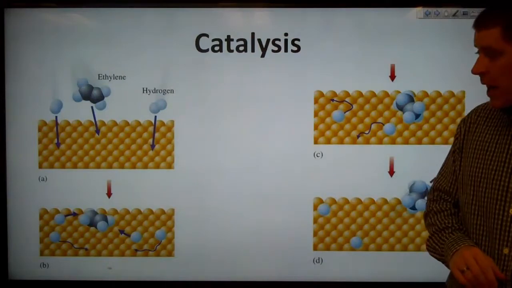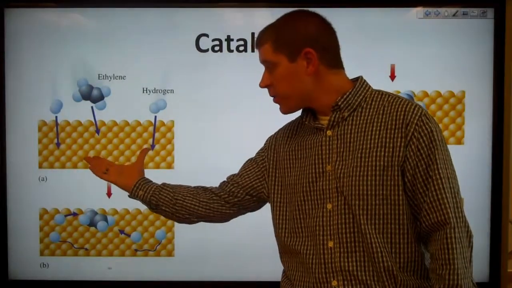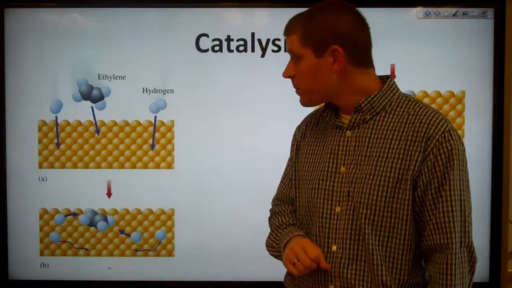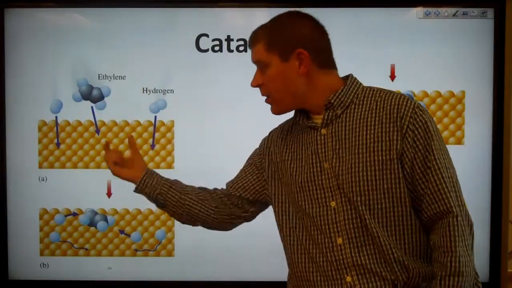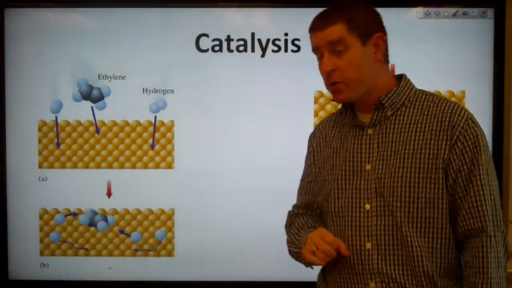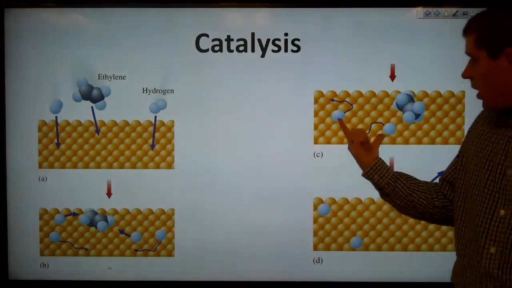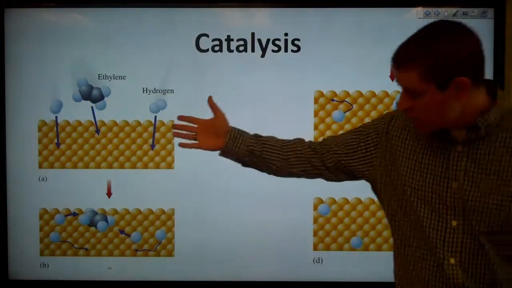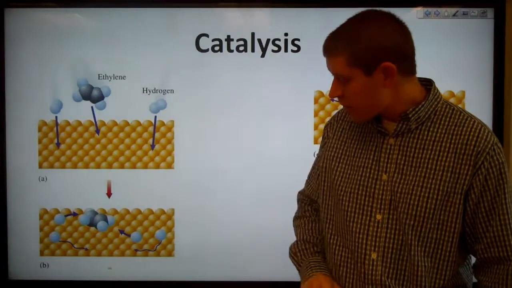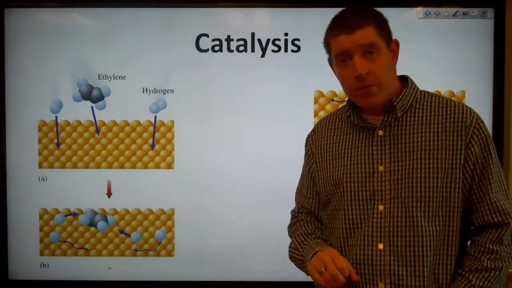Here's one example of a catalyst. We have our catalyst here. These are the surface here in sort of gold. And if we take ethylene and hydrogen, so we've got the ethylene here, we've got two hydrogen molecules there, we put our ethylene onto the surface. What happens then is, when we put the ethylene on the surface, and we put our hydrogen on the surface, it turns out that the hydrogen can split apart.